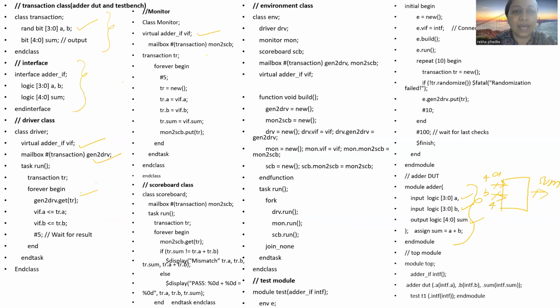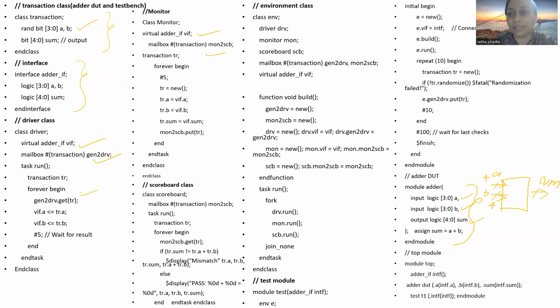So interface and mailbox we have declared. Again virtual, because I'm in the class environment, and because it's dynamic in nature, you have to make the interface virtual. And the mailbox name is mon2scb. I'm writing it as mon2scb because the mailbox is between the monitor and the scoreboard. And what is it again doing?